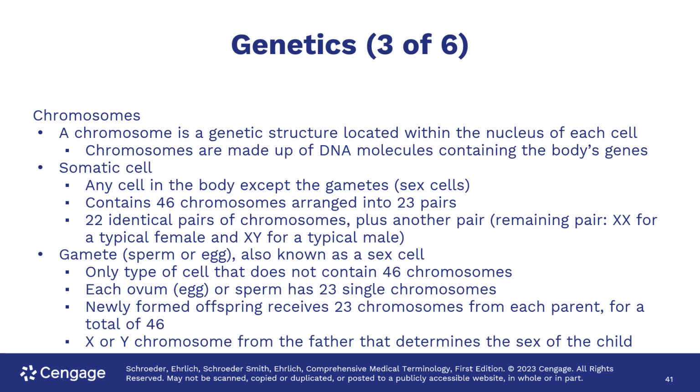Gametes only have 23 so that they can pair with other gametes to create a whole cell with information from both sex cells. So an egg has 23 and the sperm has 23, and they join together to start that embryo with 46 chromosomes.